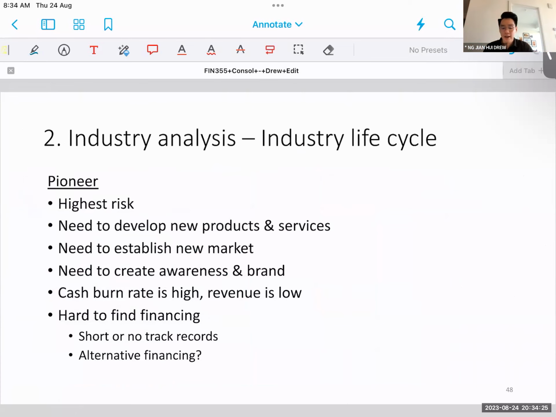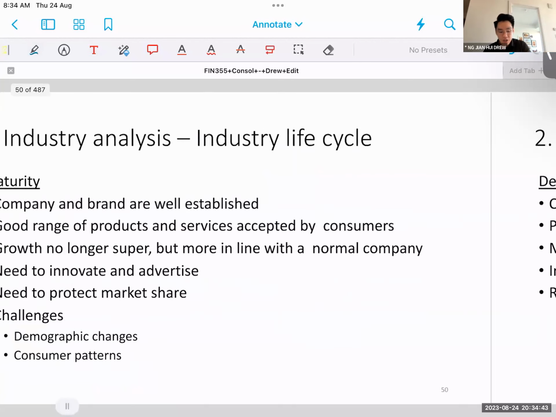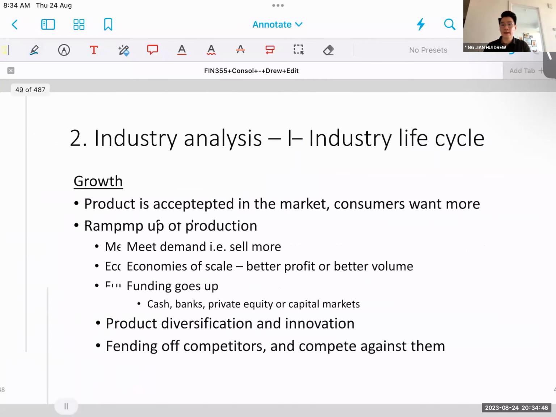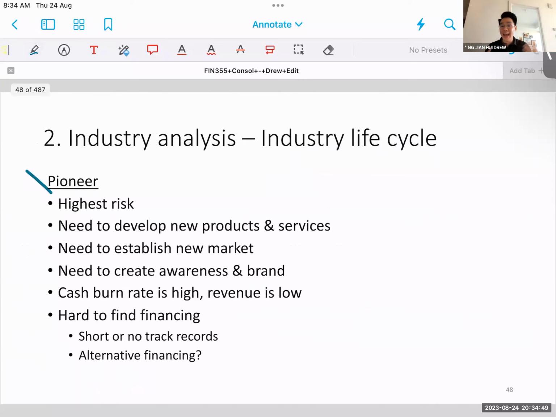And when we look at the industry life cycle, we are looking at a very specific kind of industry. So you really must have chosen the industry that you're talking about, right? So is this industry in the pioneering stage, growth, mature or decline stage? Different companies are in different industries, and hence they are in different stages of the industry life cycle. All right. So again, I will not go through every single detail.